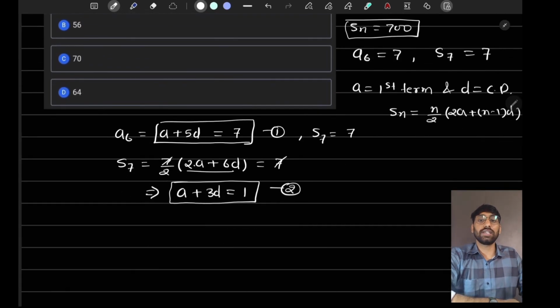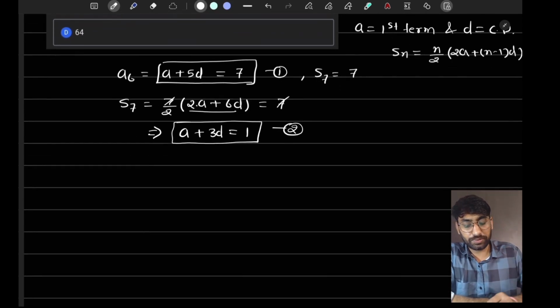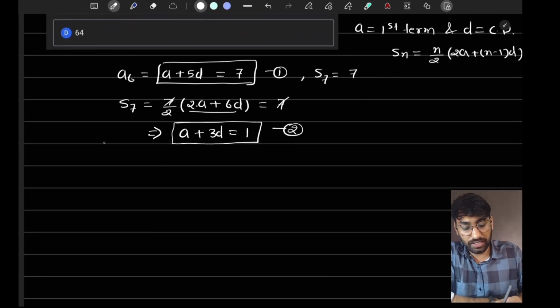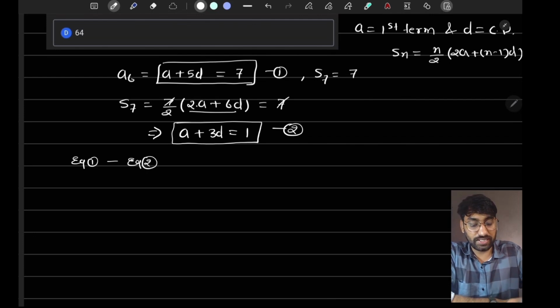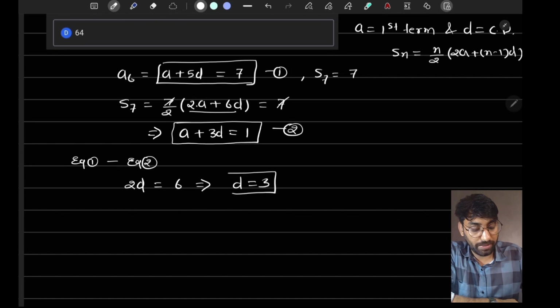Correct. Now I am having 2 equations, 2 unknowns. So for solving these 2 equations, 2 unknowns, what I will do, either I will go for the elimination or I will go for the substitution. So I am gonna use the elimination. I will subtract equation 2 from equation 1. After doing this, this a will cancel out and 5d minus 3d will become 2d, and on the right hand side 7 minus 1 will become 6. So from here I will get the value of D, which is nothing but 3.